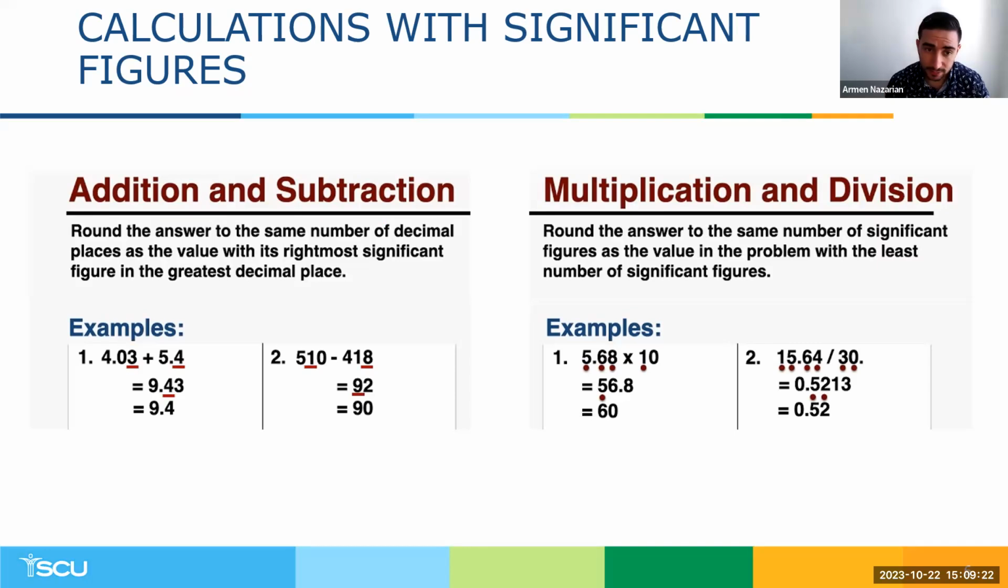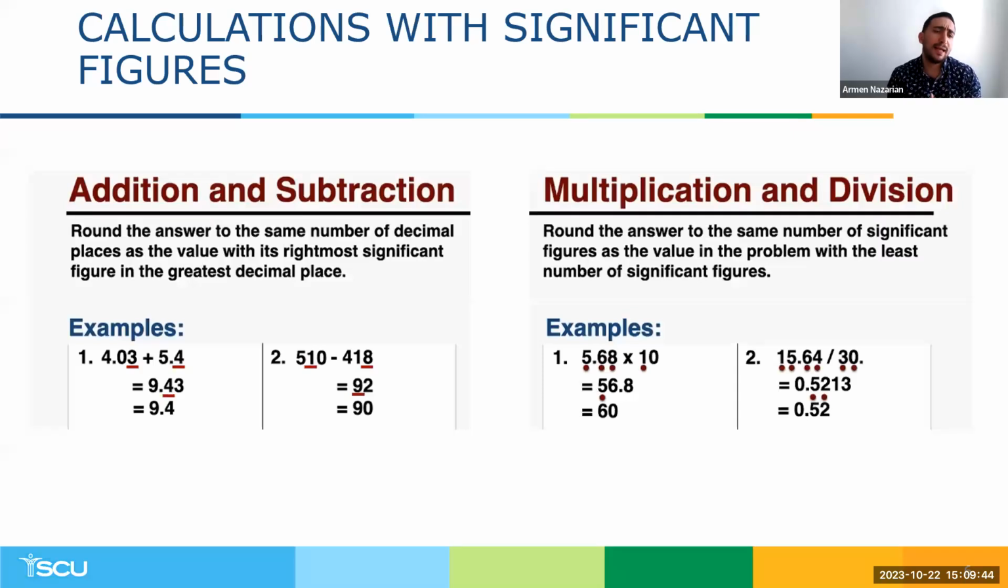What if the components of a subtraction, addition, or multiplication are numbers with different accuracies? For example, in example number 1 on the addition and subtraction side, we have 4.03 and 5.4. One has 3 sig figs, the other one has 2. Same for the other example. So what is the procedure?